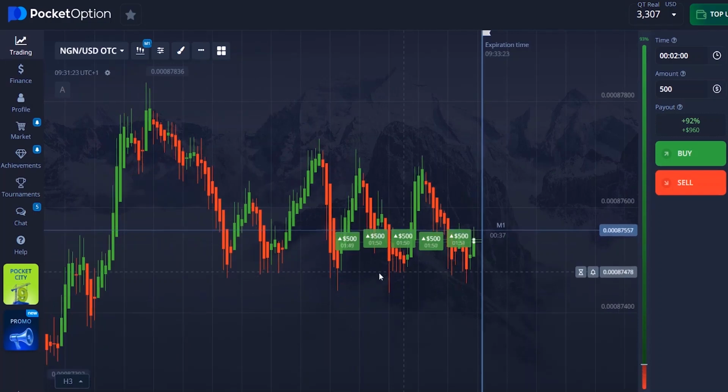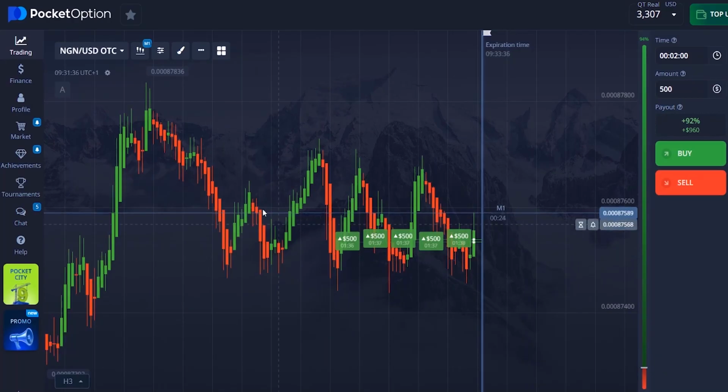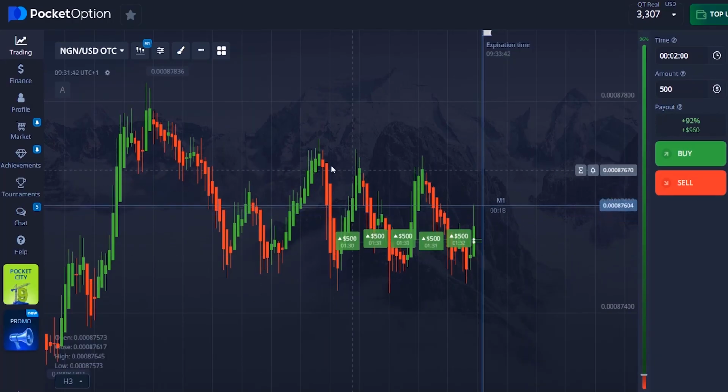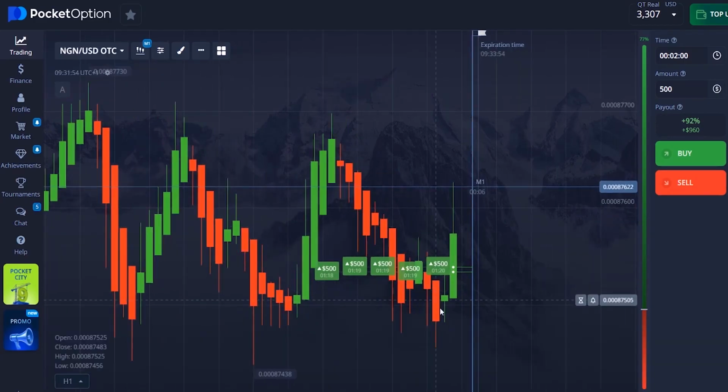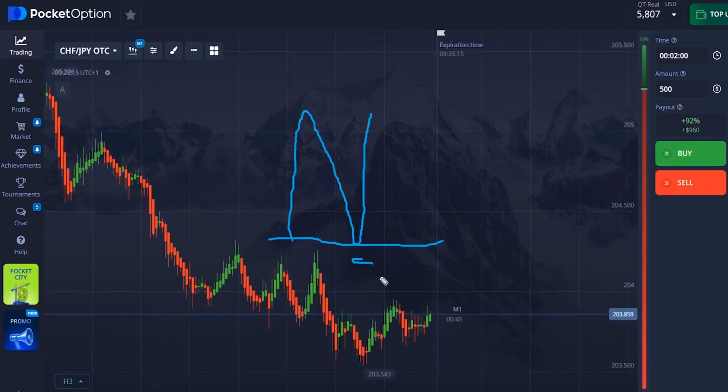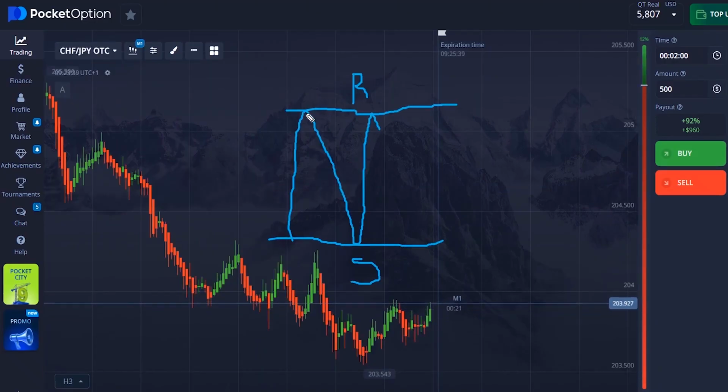I'm going to be combining support and resistance and reversal candlestick patterns to create a high probability strategy. I'm going to be identifying areas of support and resistance in the market and confirming them with a reversal candlestick pattern to find an entry level in the market.